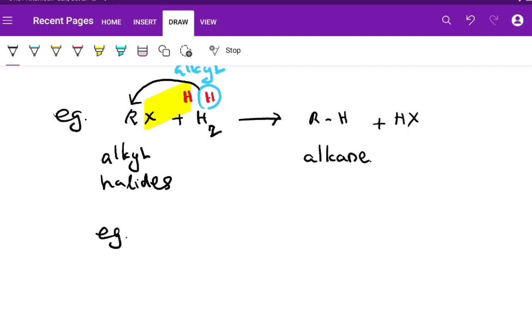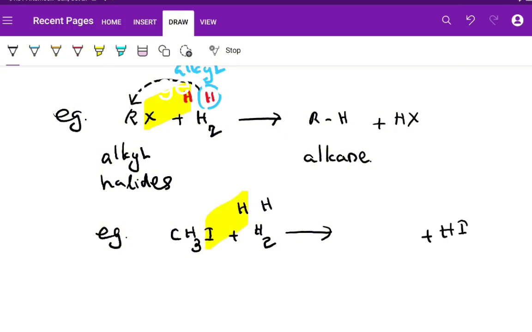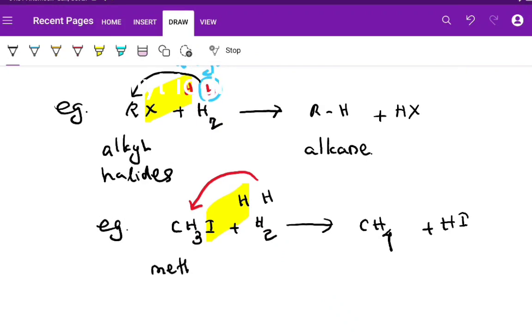For example, CH3I plus H2, forming. Considering H2 as two hydrogen atoms, one combines with halogen and the other with alkyl group, getting alkane. CH3I is methyl iodide and the product CH4 is methane.